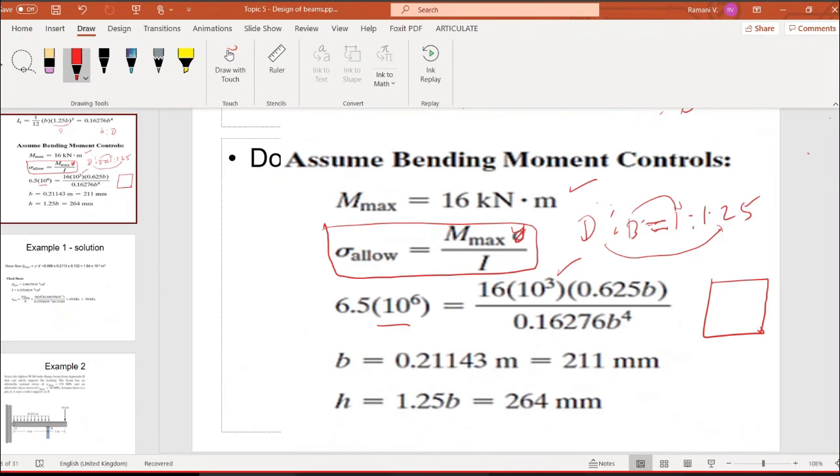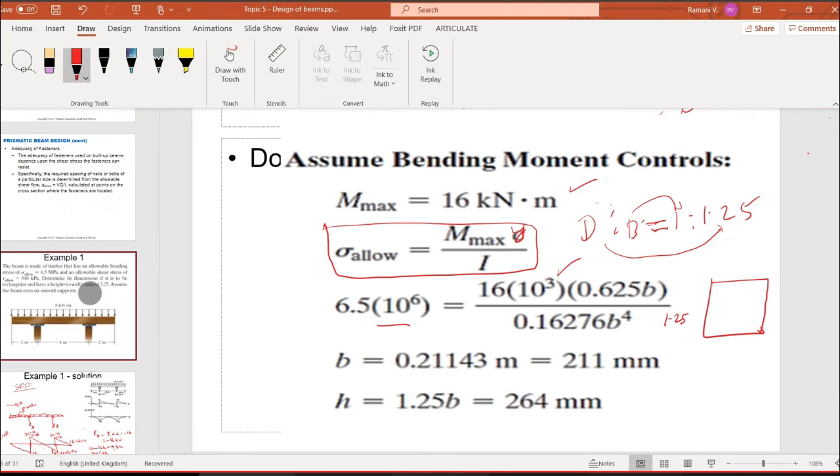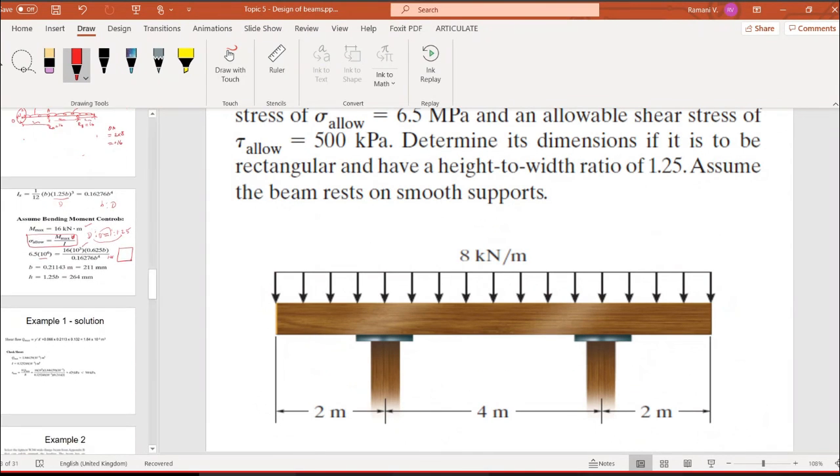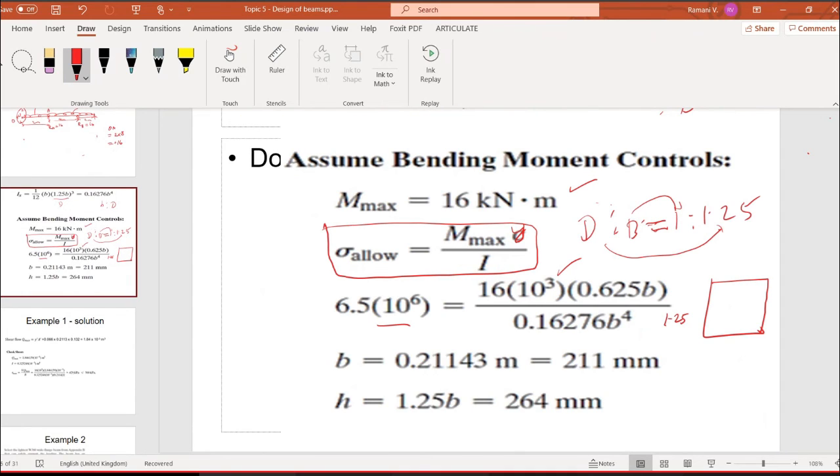Okay, write down here. 1.25 times the width. 1.25 divided by 2 will be 0.625. So I take the middle portion, which is the centroid. The centroidal distance: the maximum bending stress is occurring at the top layer, right? So when I take this y, the value will be half of this one. So that's why I'm taking 0.625.